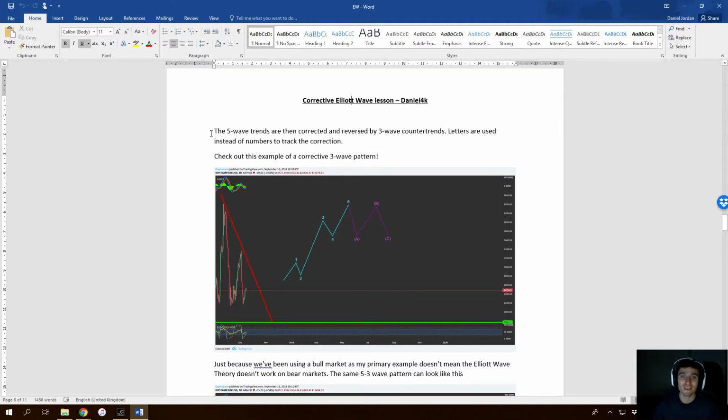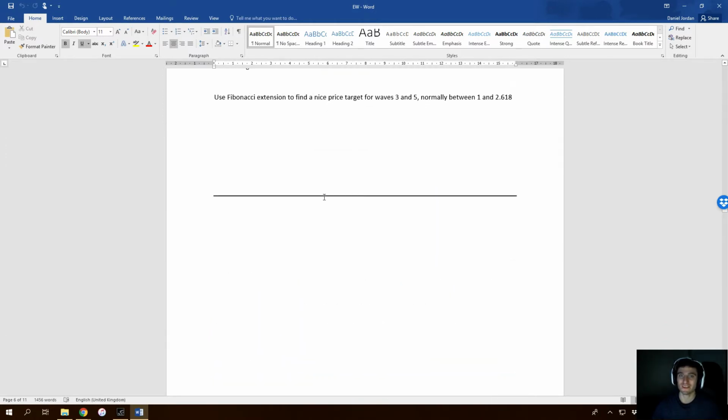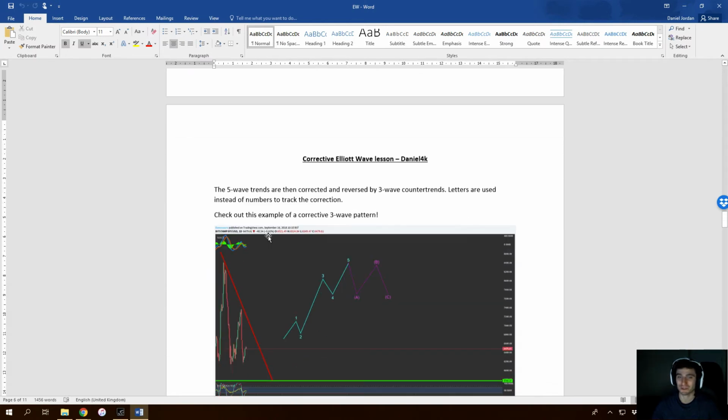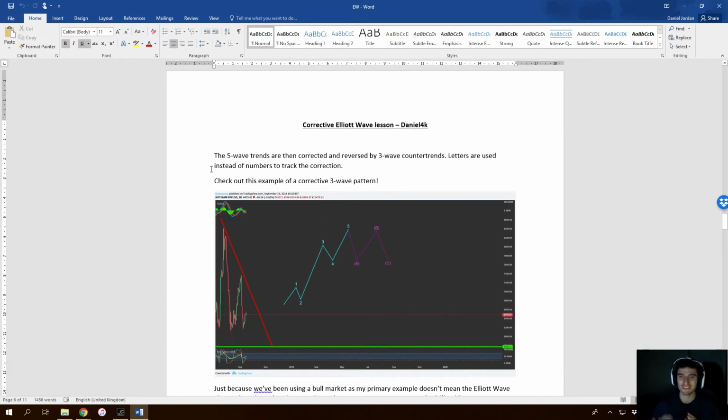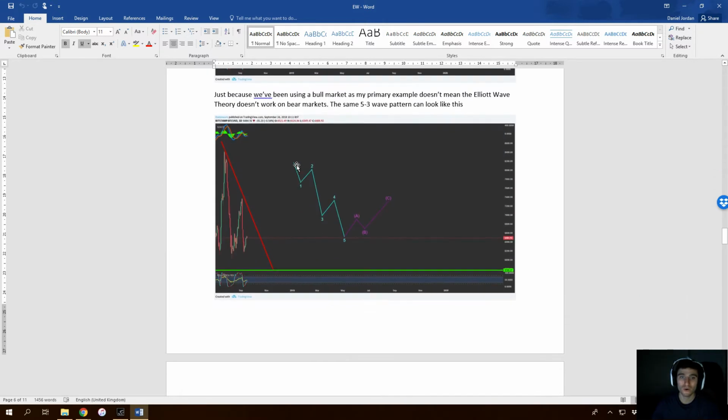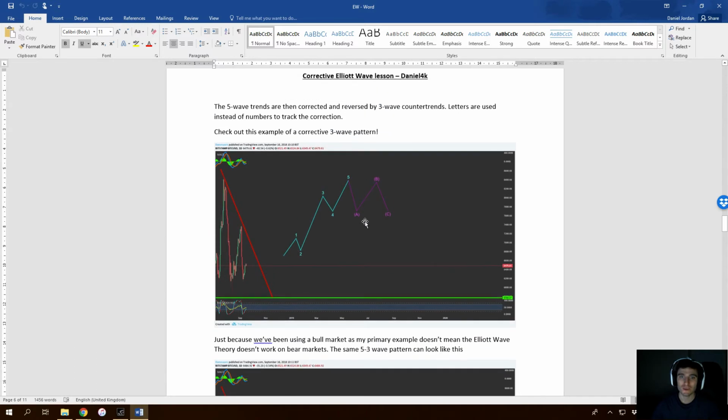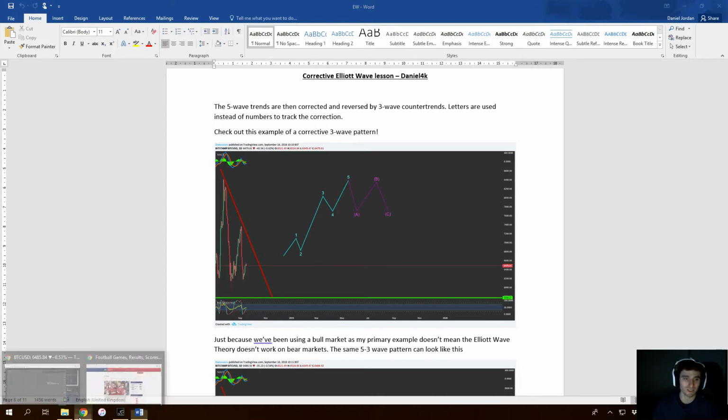Okay, so obviously I ended with the impulse waves, so this is moving on from that. After you have had your 5 impulse waves up or 5 impulse waves down, you are then going to move on to your ABC correction. Just so you're aware, letters are used instead of numbers to track the correction. So with your impulse waves, you're using 1 to 5, and for a correction, you're using ABC. Just so you're aware, you can have an ABC. I'll show you on the TradingView.